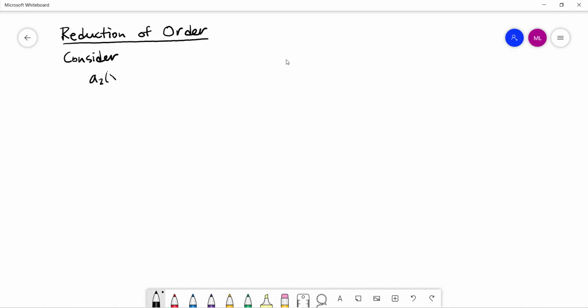It's going to look like a2(x) times y'' plus a1(x) times y' plus a0(x) times y equals 0. So we'll start with a homogeneous differential equation here. So this is a linear second order homogeneous differential equation similar to the ones that we looked at in the last video.